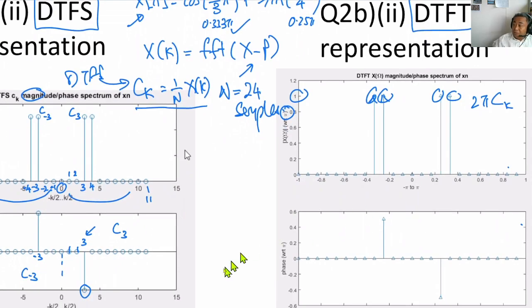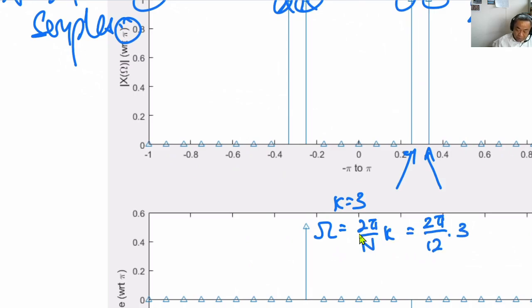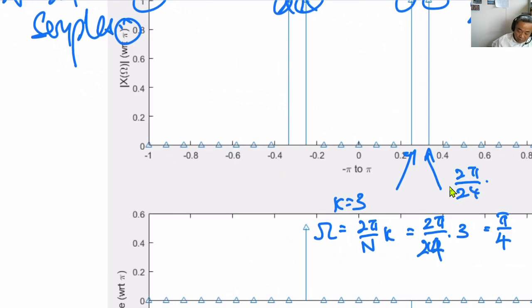Alright, so again, we also do the phase. Now, what is this frequency over here? And what is this frequency? This is actually k equals 3. When k equals 3, omega is 2 pi over N times k, and N is 24. So it's 2 pi over 24 times 3. So we get pi over 4. And the other one is 2 pi over 24 times 4. And we get pi over 3.